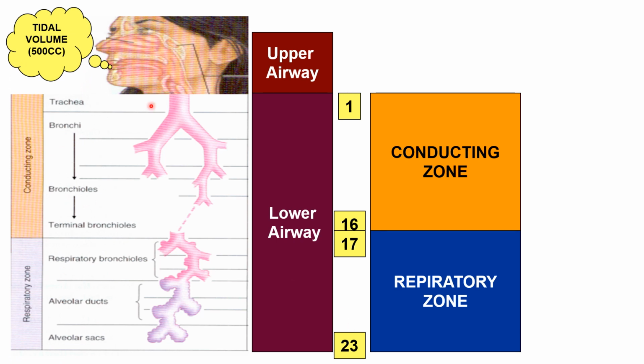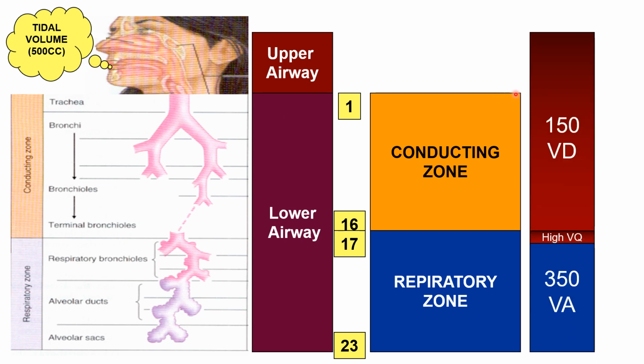23. If, for example, an individual is going to inhale a tidal volume of 500 cc, 150 cc of that will be distributed into your upper airway, into your conducting zone, and into your respiratory zone wherein there's a high V/Q relationship. And this is known as your dead space volume. While the 350 will be distributed to the respiratory zone where it undergoes gas exchange because there's an alveoli. And we call that the alveolar space volume.